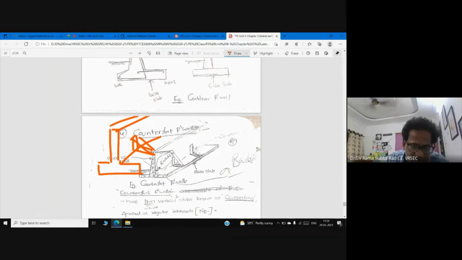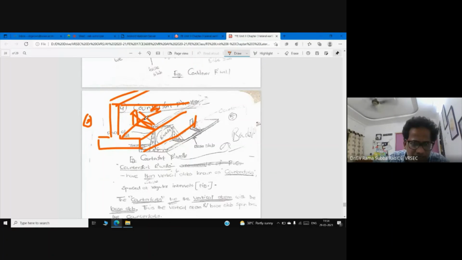Many times students ask, sir, what about counterforts? Counterforts are additional members connecting the base slab and the stem. The stem is the vertical portion and the base slab is the horizontal portion, and these are rigidly connected. Actually these counterforts are not visible, because a man standing in front of the wall cannot see what is at the back. Counterforts are hidden because they are constructed on the backfill side.